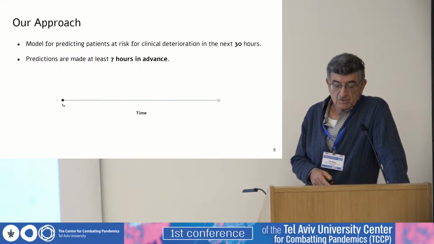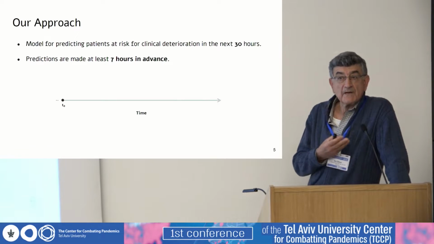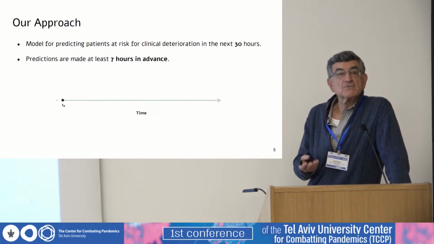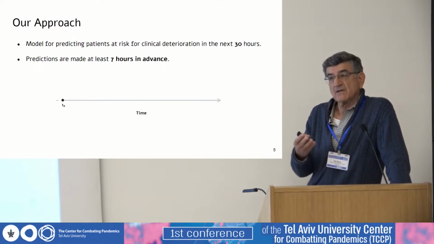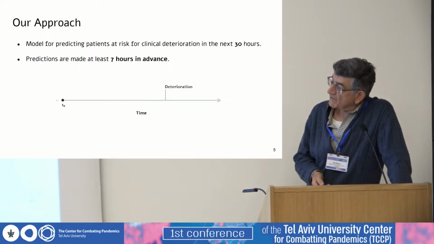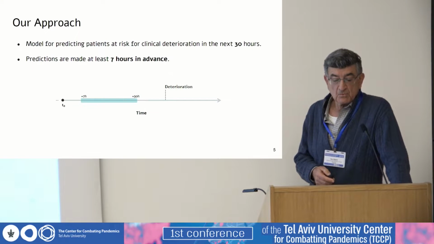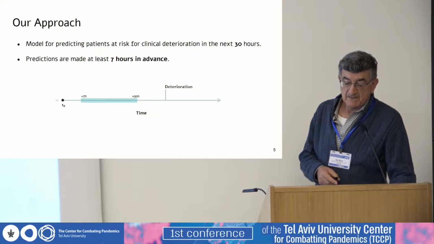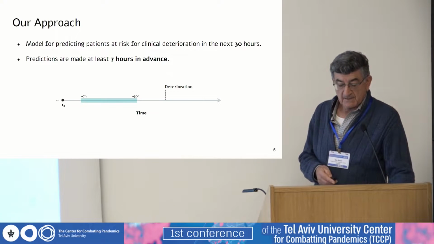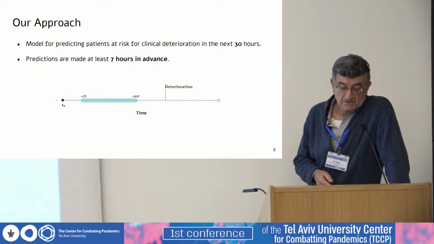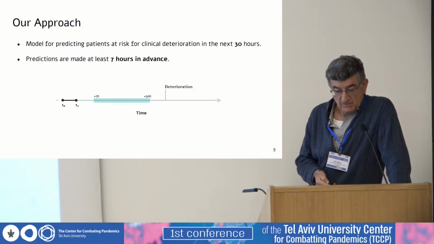And our approach was, we have the data over time of each patient, and in order for this to be useful and not tell the doctor something that they already observe in the ward, we want to make the prediction at least 7 hours in advance. So if deterioration is at that point, we want to predict up to 7 hours ahead of the time within a window of 24 hours. So we are predicting 30 to 7 hours ahead of the deterioration event.